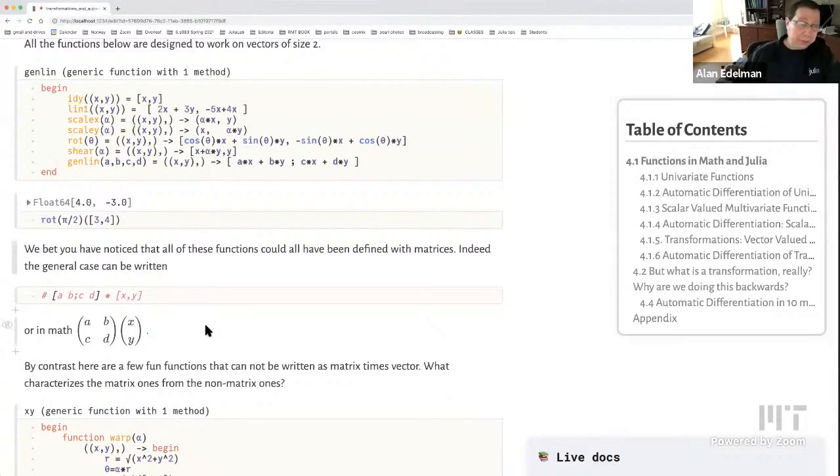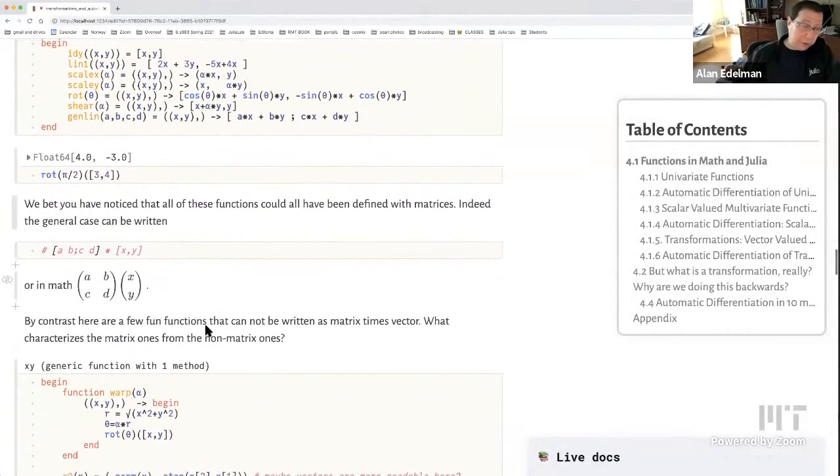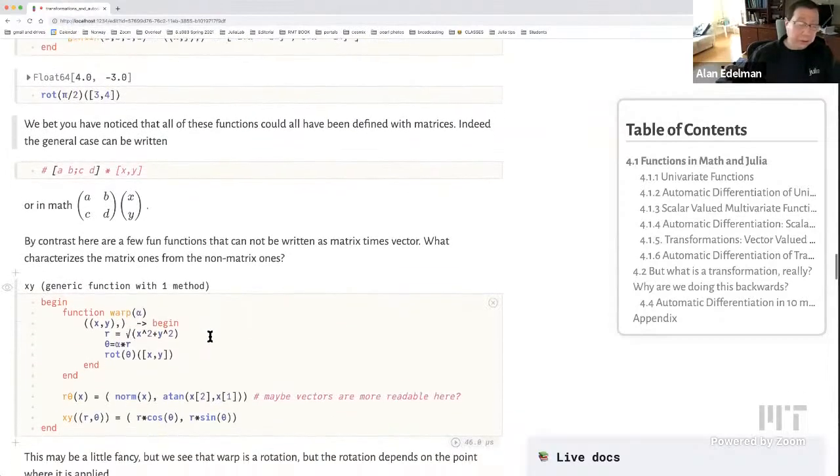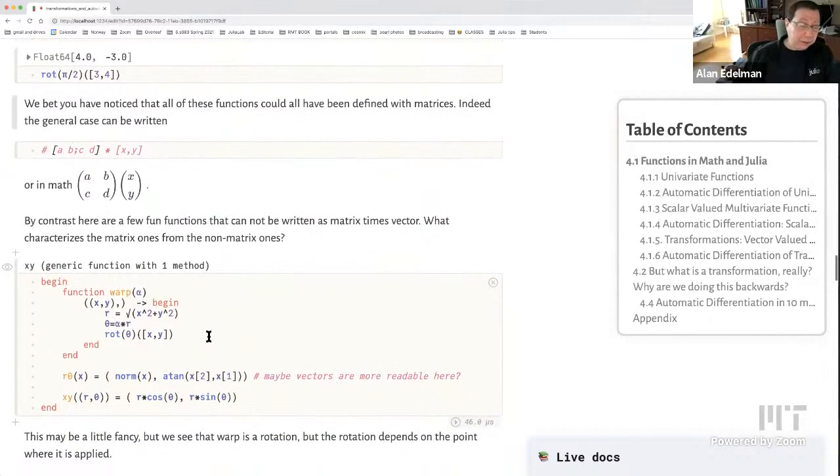Okay, but if you remember the warped Corgi from earlier, that one can't be defined with a matrix, so we actually have to spell it out. So there's the warp, there was that r theta, and those xy functions, and you can't write those with matrices, but they're still vector to vector functions, right? These are nonlinear functions, but they still take vectors to vectors. The warp function might look a little complicated, but it's not really very complicated. I'll explain why in a minute.